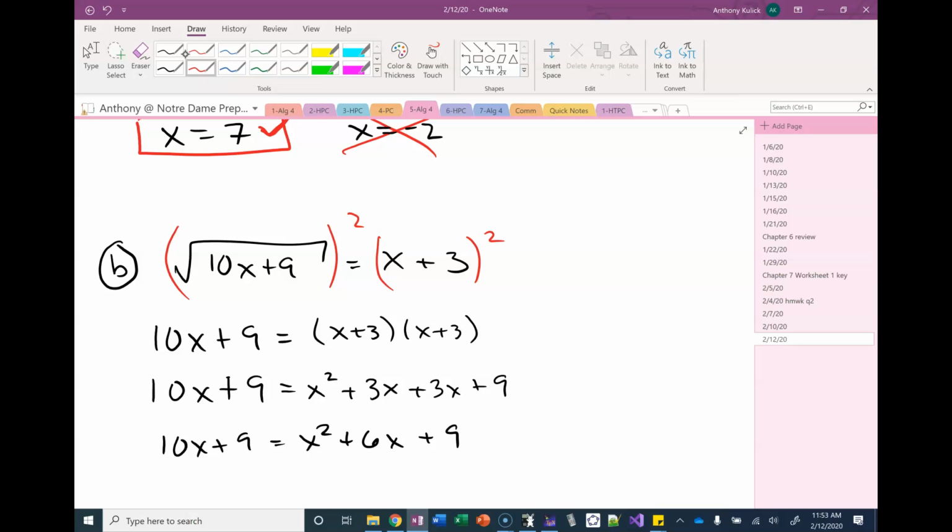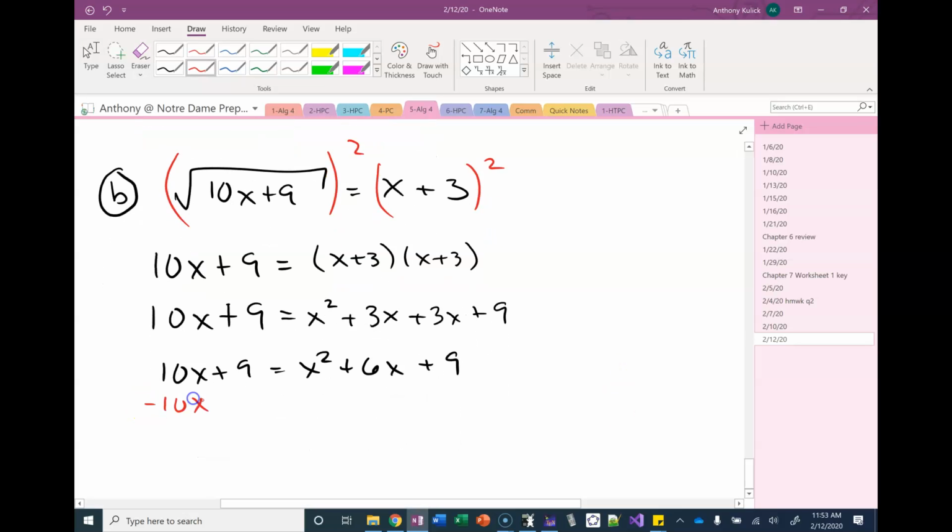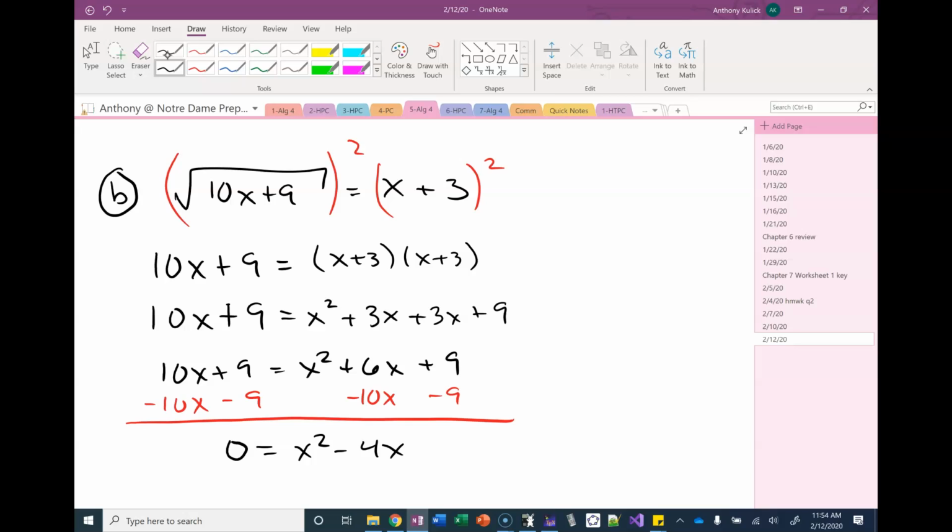Okay. Now that everything's all FOILed out, what do I do next? Yeah, it's got to get equal to 0. So I'm going to subtract 10x from both sides and 9 from both sides. Usually I try to keep the x squared positive because it makes it easier to factor, just as an FYI. So when I do that, I get 0 equals x squared minus 4x.